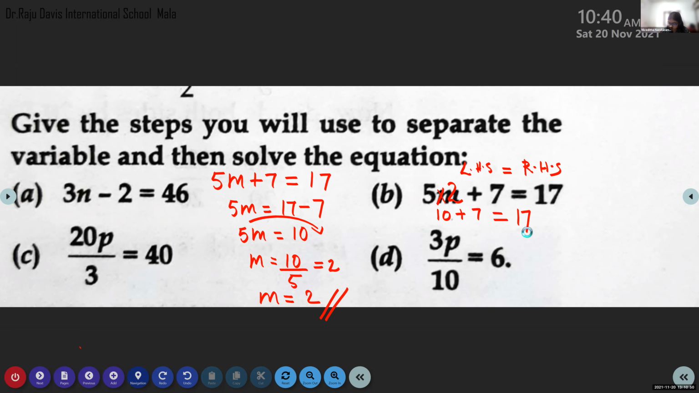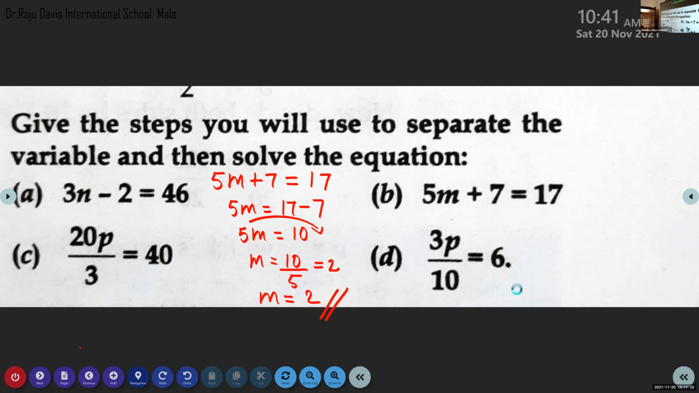You got the answer, no? Left hand side is 17 and right hand side is also 17. See, so our answer is correct. This is how you cross check the equation. You can cross check after finding the solution in the working column, and see whether the value you got is correct or not.